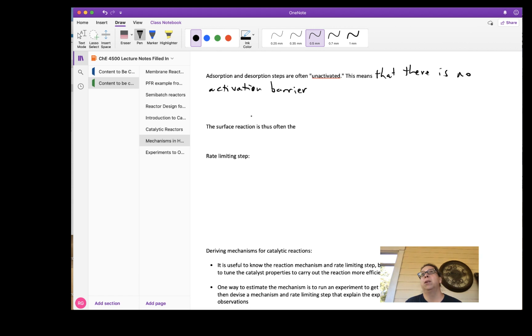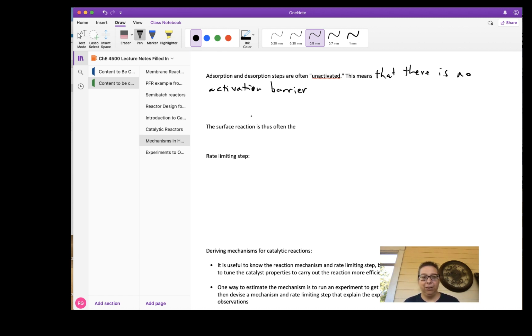So for example, if a typical activation barrier for a surface reaction is 80 kilojoules per mole, a lot of times the activation barrier for an adsorption reaction, considering that the heat of the adsorption reaction, the delta H of adsorption, is exothermic, downhill, then the barrier to that reaction might be like 5 kilojoules per mole. So it's 16 times smaller than the surface reaction involved with that reaction mechanism.